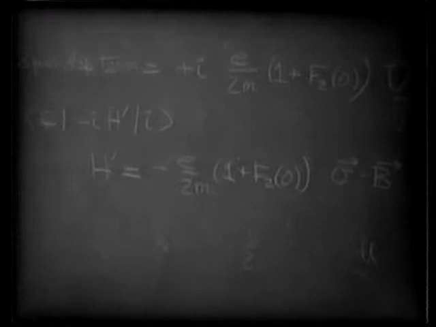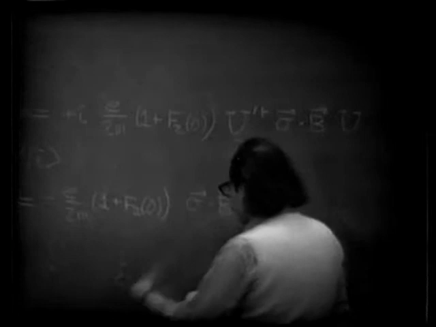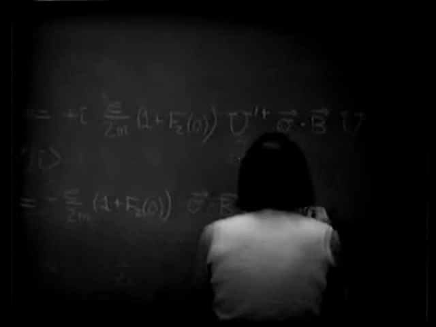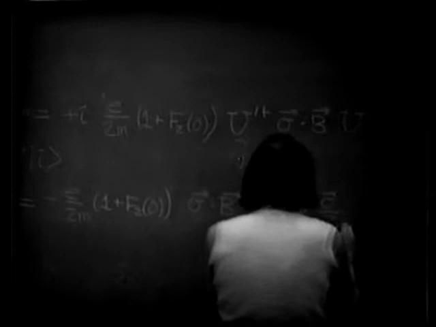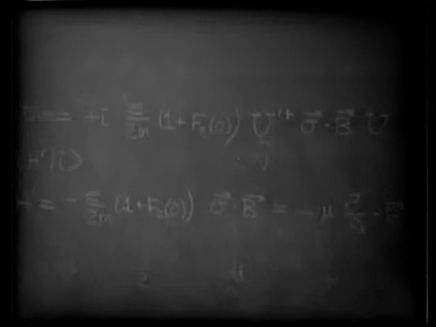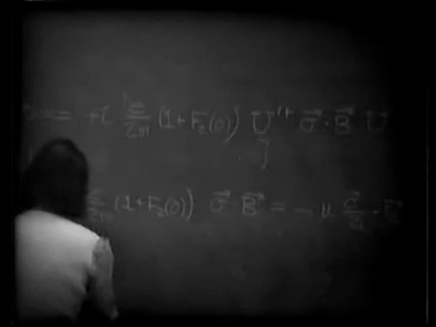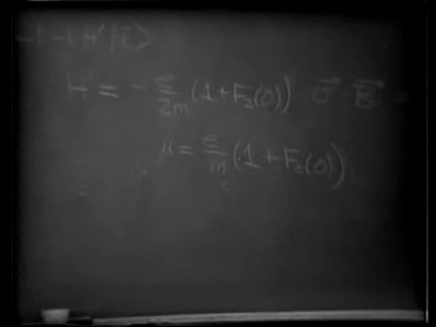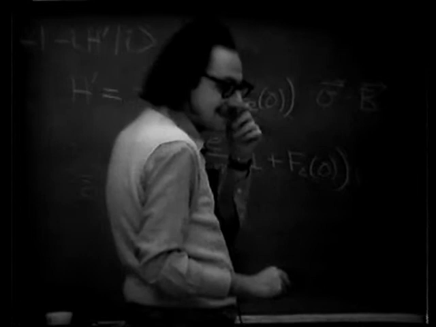You may remember the definition of the magnetic moment operator is that the magnetic coupling to an external magnetic field is minus mu times sigma over 2, the spin operator, dot B. That's the definition of the magnetic moment of the electron. Comparing terms, we see mu is e over m, 1 plus F2 of 0. Everybody happy? This is called the Dirac moment.